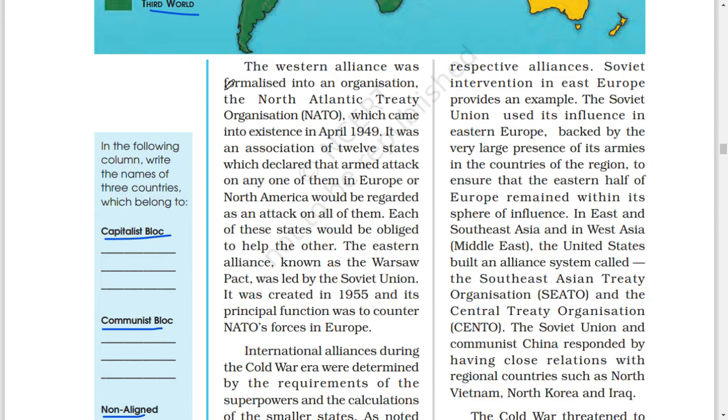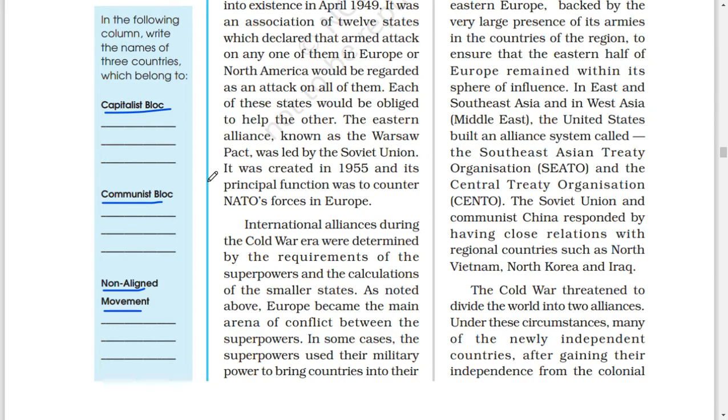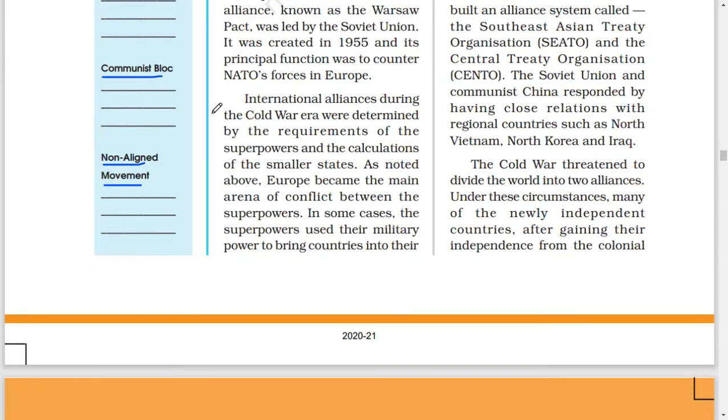The Eastern Alliances, known as the Warsaw Pact, was led by the Soviet Union. It was created in 1955 and its principal function was to counter NATO's force in Europe. International alliances during the Cold War era were determined by the requirement of the superpower and the calculations of the smaller states. As noted above, Europe became the main arena of conflict between the superpowers.